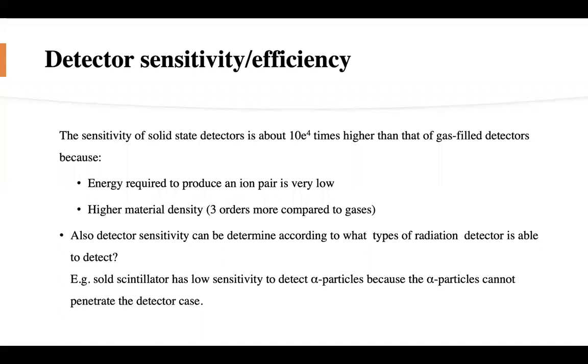We will see the difference between these kinds of detectors. The sensitivity is also related to what type of radiation the detector is able to detect. If a detector is able to detect low energy alpha, we can say this detector is highly sensitive. For example, the solid scintillator has low sensitivity to detect alpha particles, because alpha particles cannot penetrate the detector case.